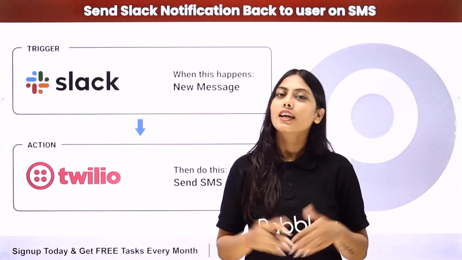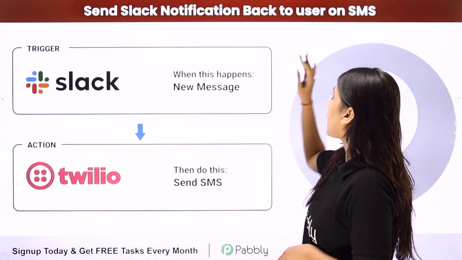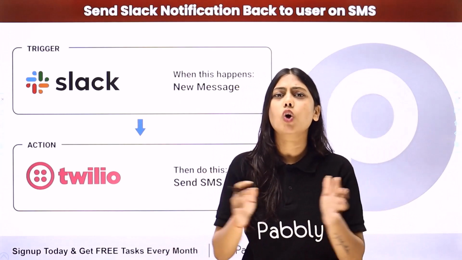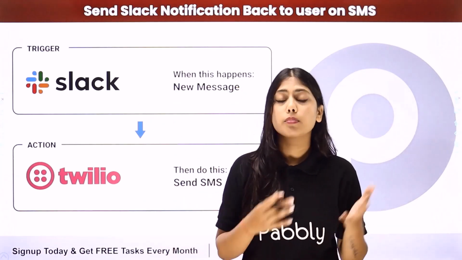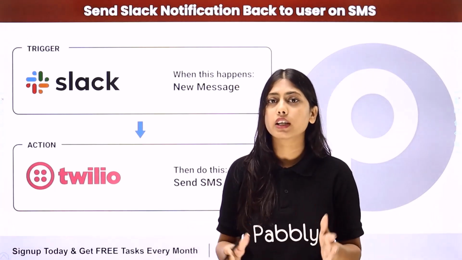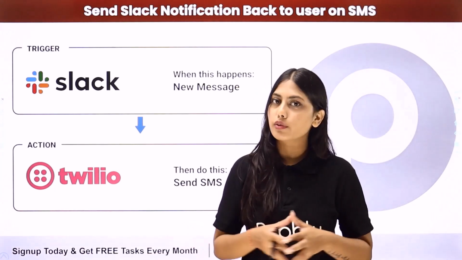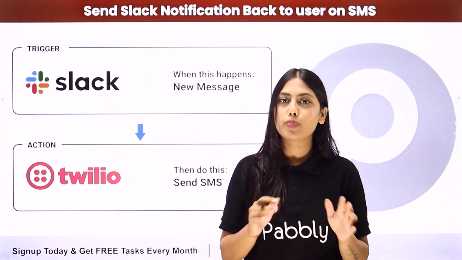Hello everyone, in this video we are going to learn how to send a Slack notification back to the user on SMS. So there is a conversation going on in your Slack channel, and whenever a reply is made by any team member to another team member, then if your internet is not working, you might want to get an SMS notification. For this, you can create a complete automation with the help of Pabbly Connect.